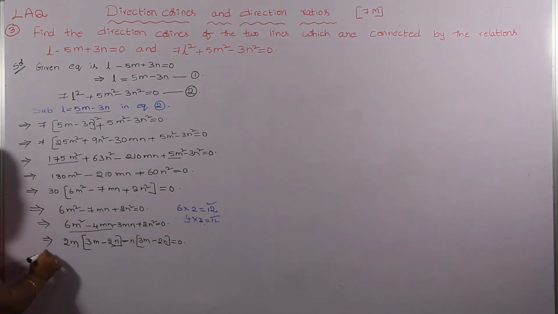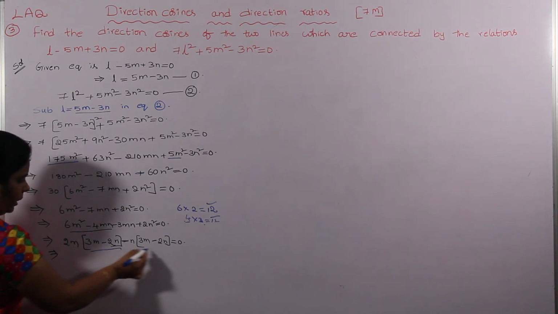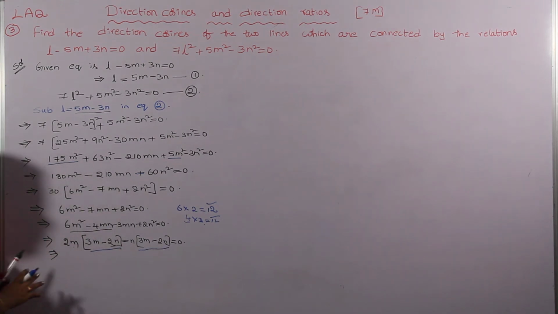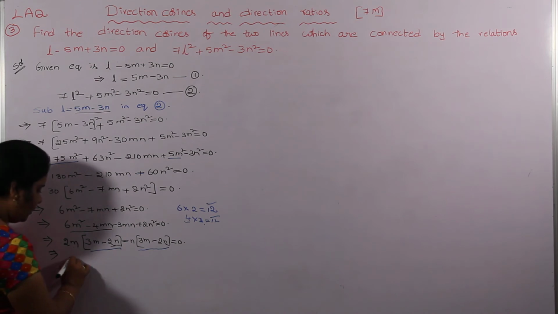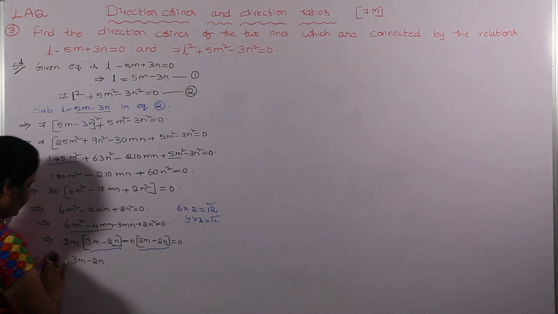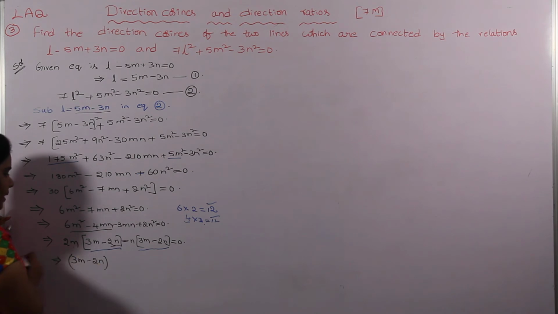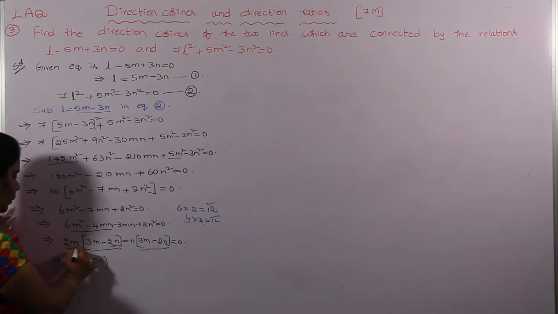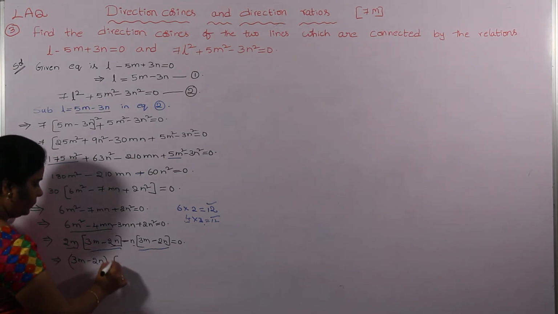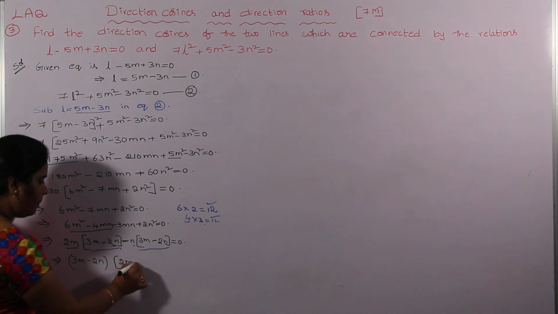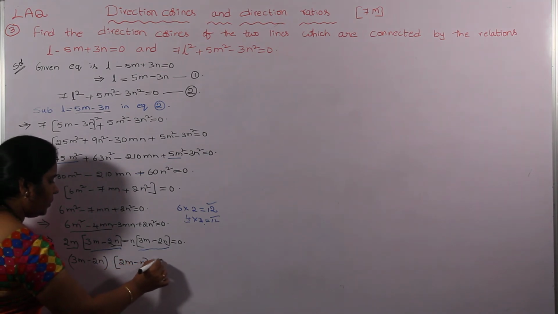Again from this, the common term is, here 3m minus 2n. Here we have 3m minus 2n. So take 3m minus 2n common. That implies 3m minus 2n common, remaining 2m minus n. 2m minus n is equal to 0.